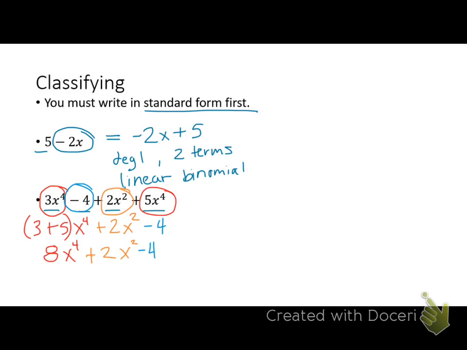So right now, my highest degree is 4, so I have my 4th degree. And how many terms do I have? I have 1, 2, 3. So this one is a 4th degree trinomial, using those terms from that last table I provided.